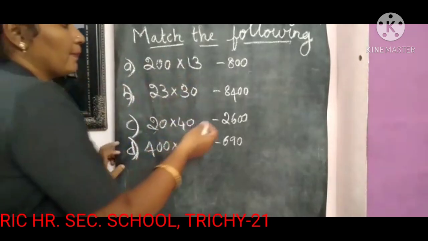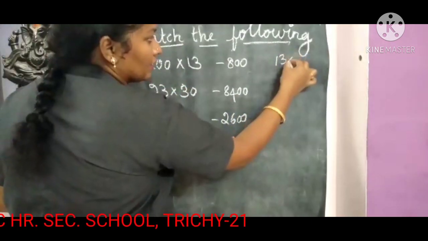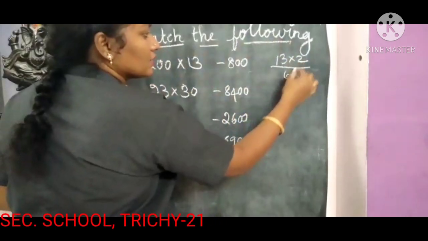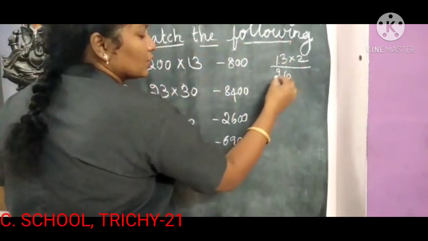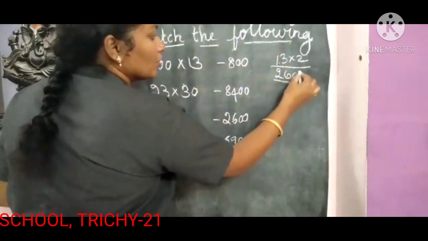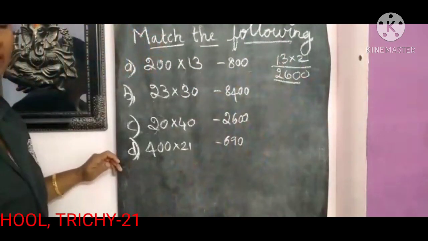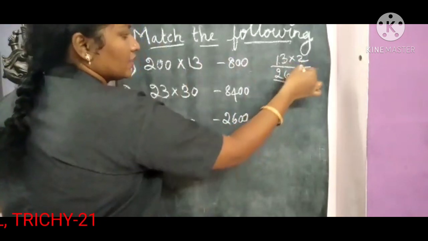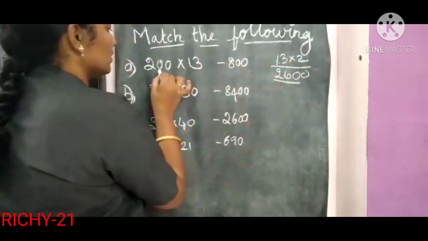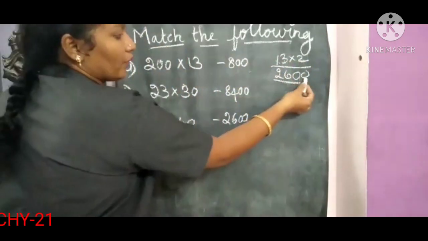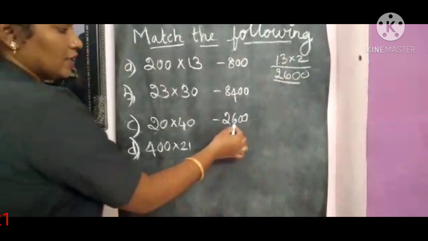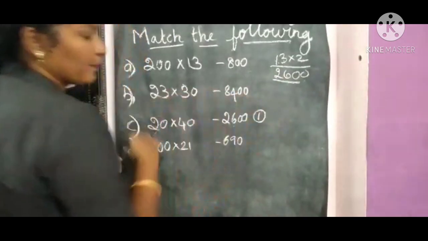200 multiplied with 30. Very simple. 30 multiplied with 2: 2 threes are 6. We have 200, so write 2 zeros. Clear children? So the answer is 2600, here the answer is 1.